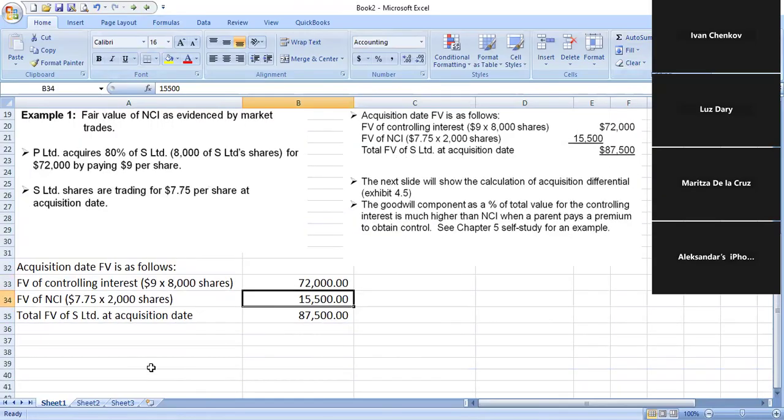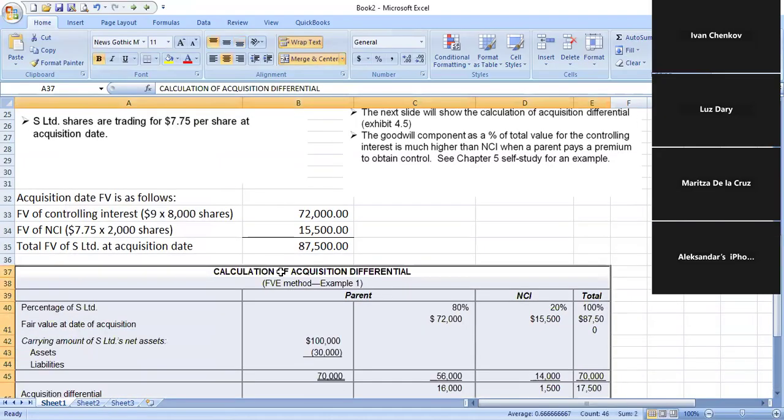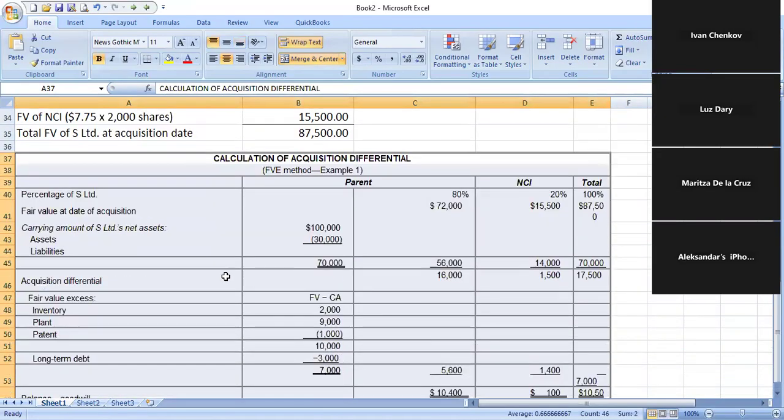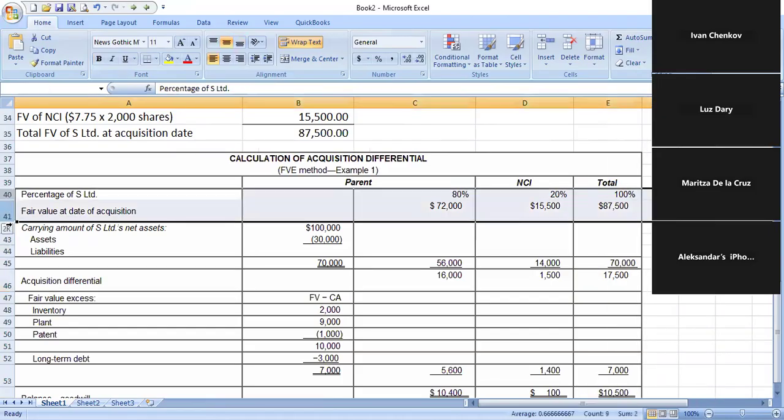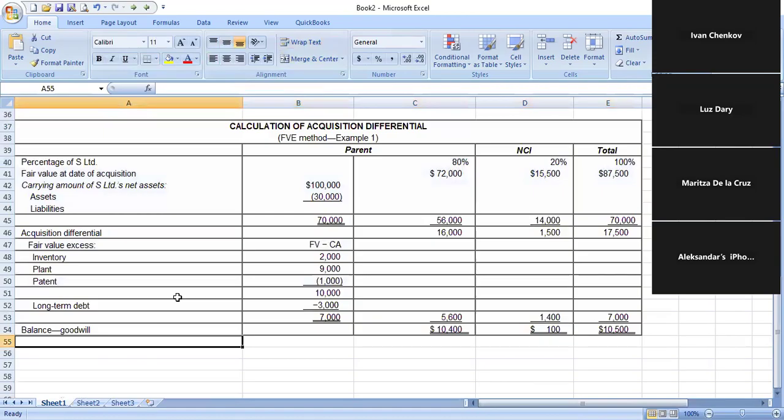So once we do that, now we can start working on this sheet. I'm going to copy it and come here to the Excel spreadsheet, so I'm going to leave you for now for the Excel spreadsheet. And then we're going to calculate this one: the calculation of the acquisition differential at the time when we purchase the company. Again, this is only on the date of the acquisition. Nothing happened yet. There are no transactions, nothing. This is only on the date of the acquisition.